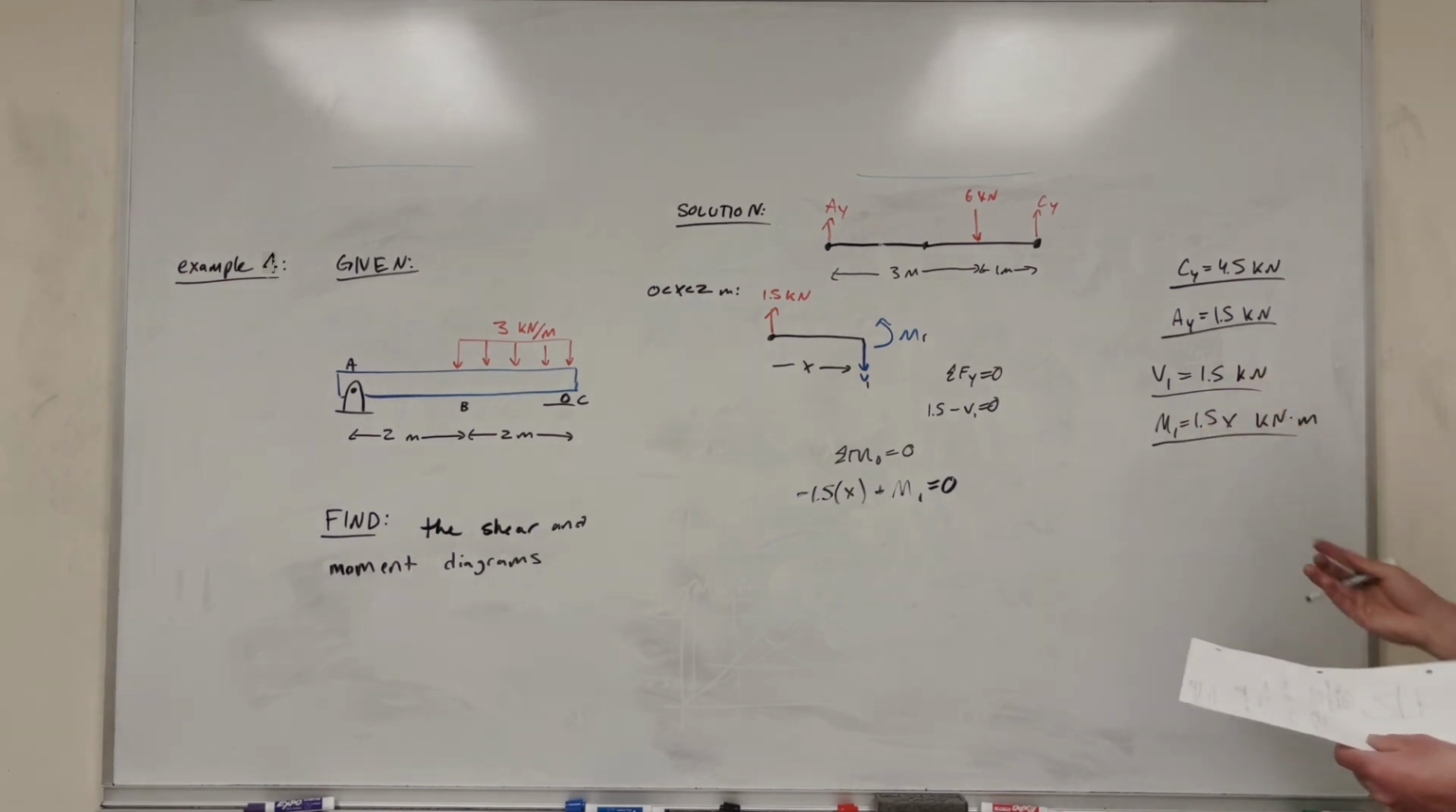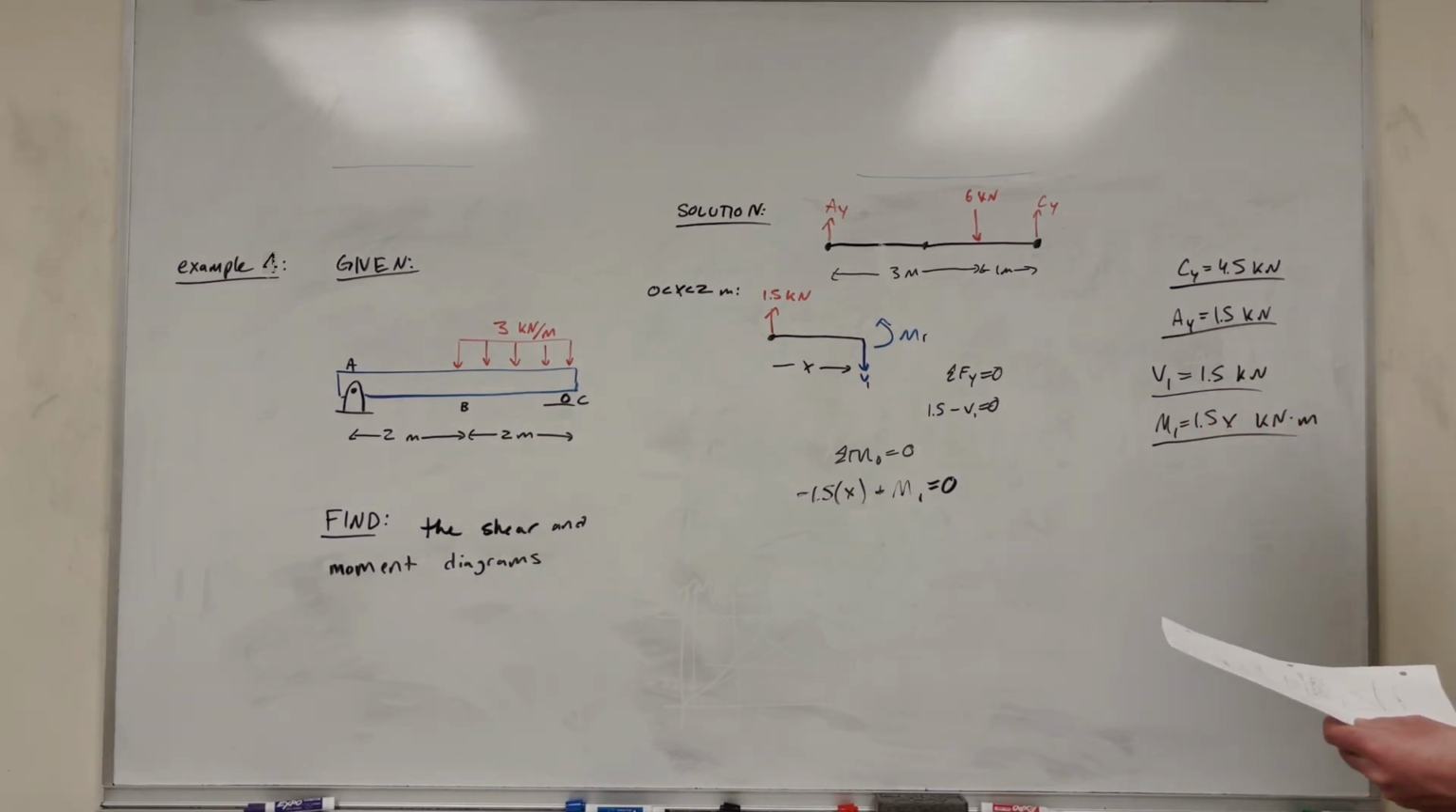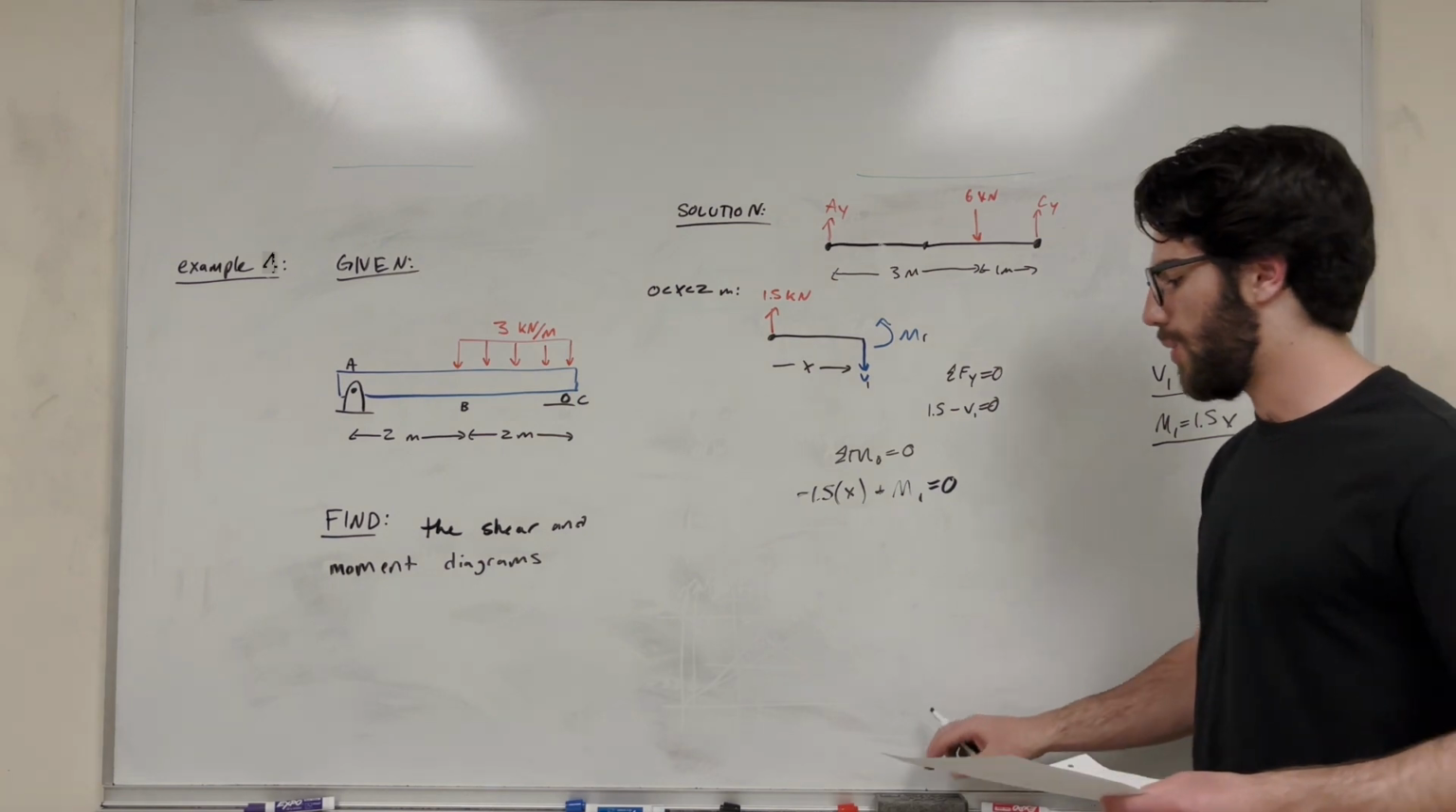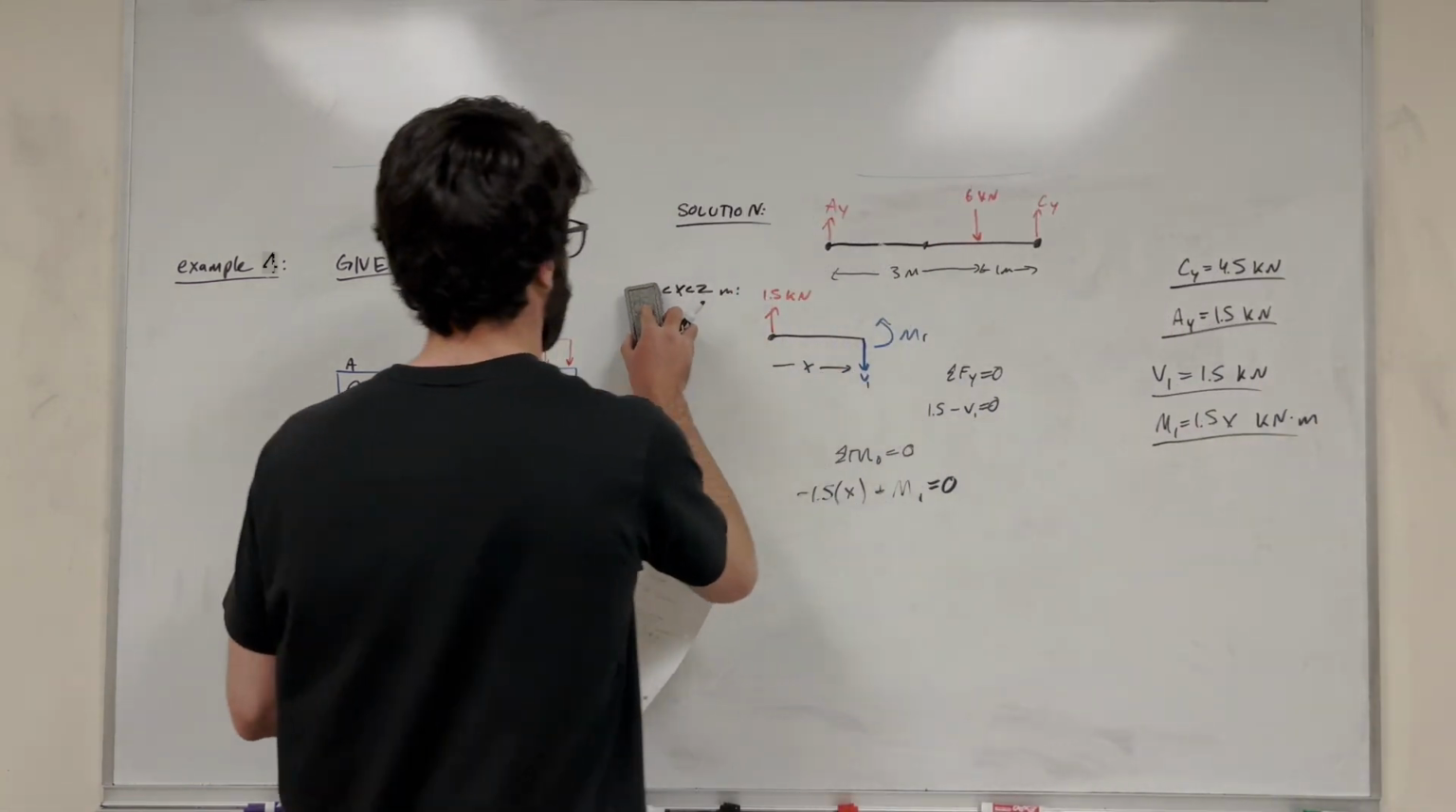Similarly, take the derivative of this. You get V1, looks like we did it right. Okay, so now let's go ahead and look in between 2 and 4 meters.